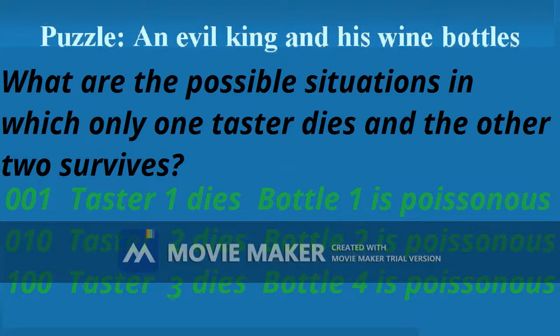010, tester 2 dies. Bottle 2 is the poisonous one. In the 100 case, tester 3 dies. Bottle 4 is poisonous. Like this, we have 3 possibilities in this example.